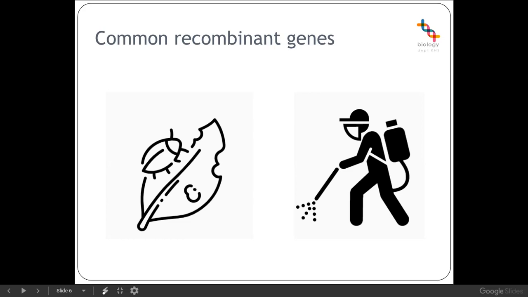Similarly, the gene for resistance to glyphosate, which is a commonly used weed killer, has been inserted into crops such as maize and soy. That lets farmers use glyphosate to control the weeds around them and reduce plant competition, but it doesn't harm the crop plants.